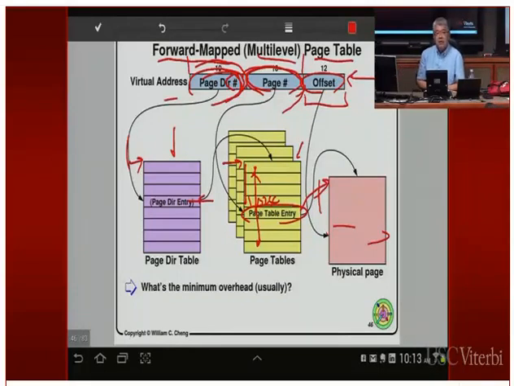So what is the advantage here? In the previous case, the basic page table scheme, the size of the page table is 1 million entries, and every entry is roughly 4 bytes long. So that's 4 megabytes. Now if you look at this table, the page directory table, it is required, and you only need one of them. And how big is this table?